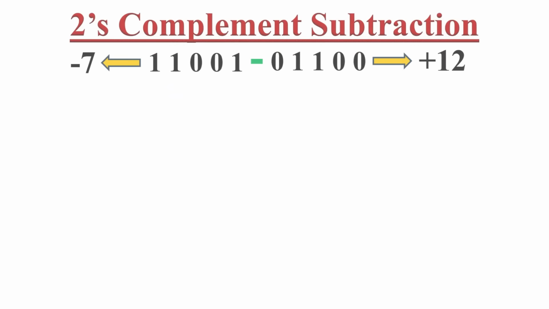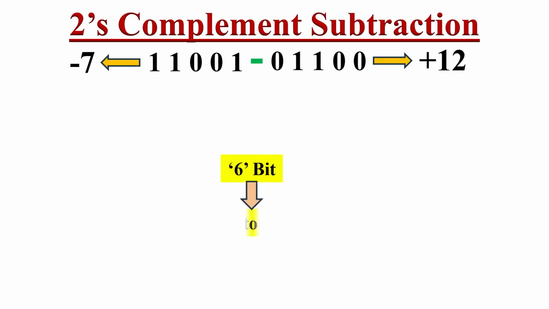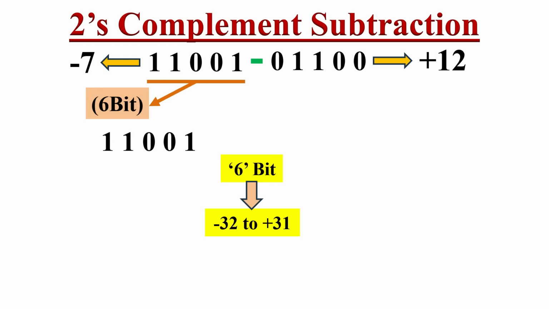But for the same numbers, if you do the subtraction in 6-bit form, we will get correct result. It is because in 2's complement 6 bits, we can represent the numbers between minus 32 to plus 31. So the result will come in this range. So we will represent both the numbers in 6-bit 2's complement form. To represent this 5-bit 11001 in 6-bit form, we need to copy the MSB bit as an additional bit. So 111001 is the 6-bit representation of minus 7.